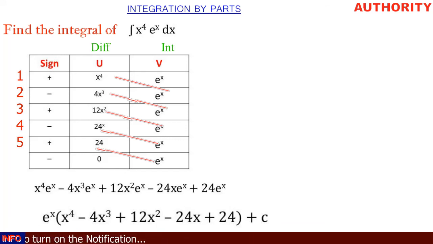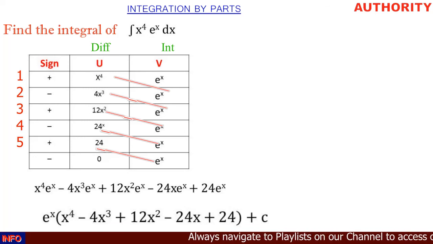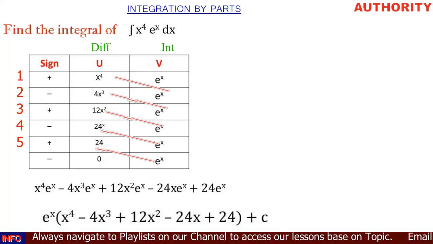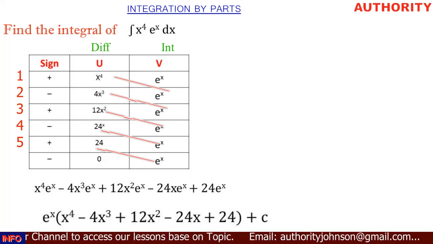So therefore the integral of x raised to power 4 e raised to power x dx is going to give us e raised to power x in bracket x raised to the power 4 minus 4x raised to the power 3 plus 12x raised to the power 2 minus 24x plus 24, all in bracket, plus c.